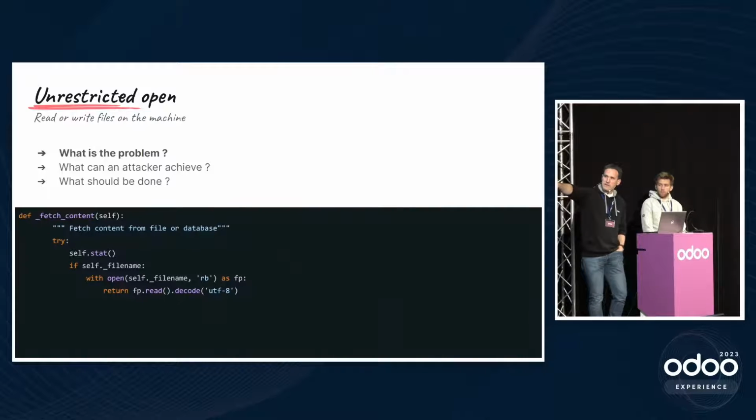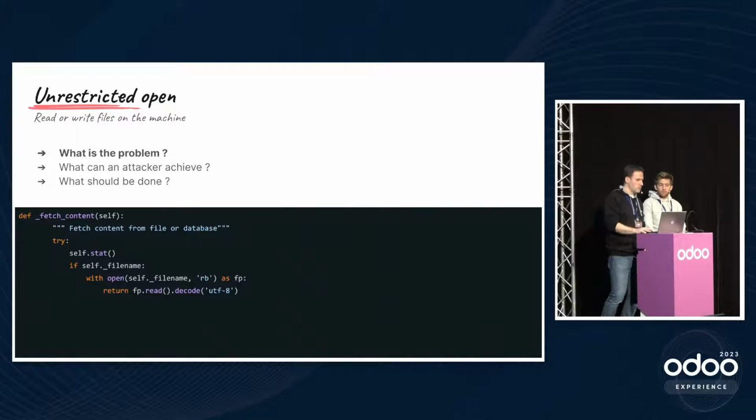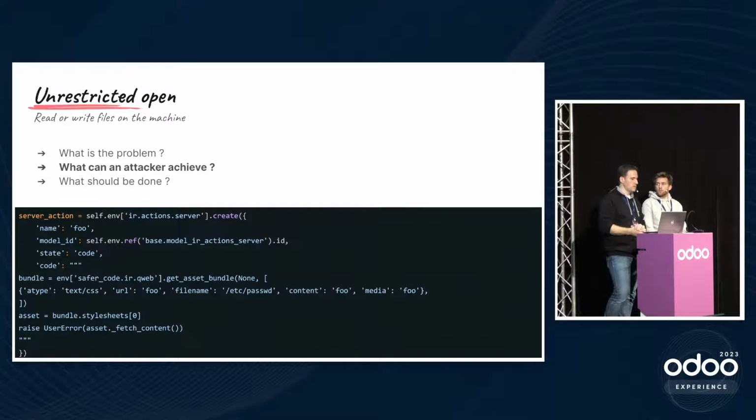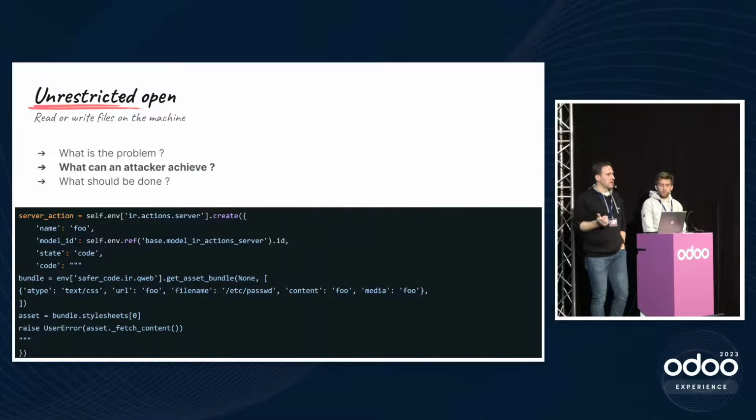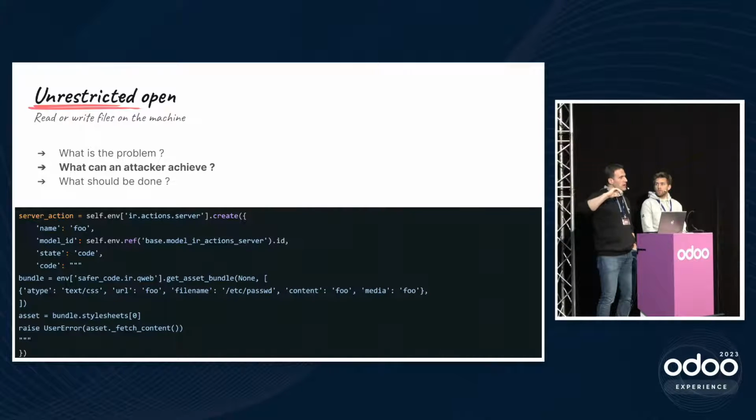But where does this self.filename lead us to? Well, this shows just the open being the important call site here. Here is something that an attacker could do. You will see that this is actually writing some code. So it would require an attacker to be able to write a server action, or to at least call the create method of server actions.